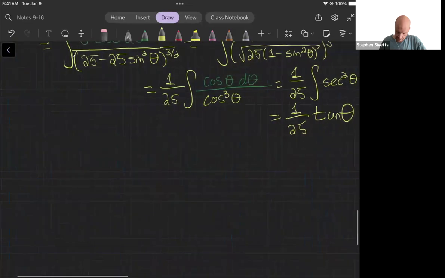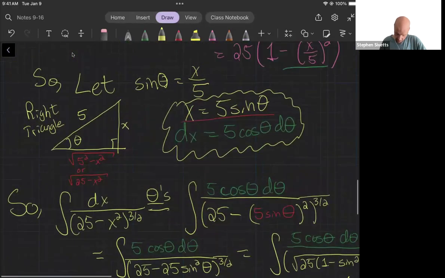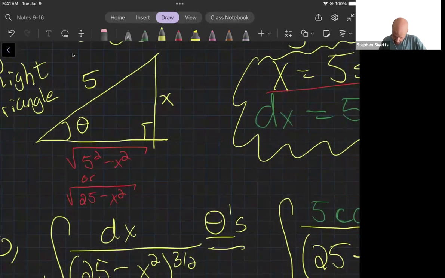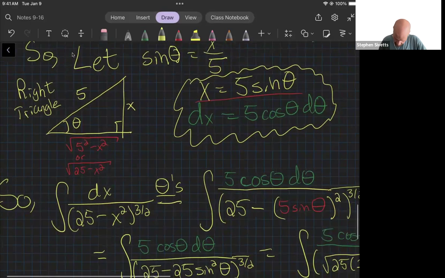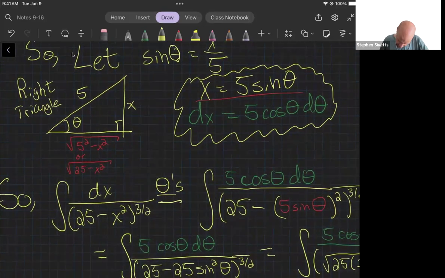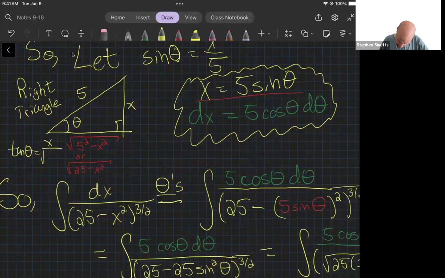So getting back into the x terms now, we have to look at a right triangle. Tangent of theta is equal to the opposite side over the adjacent side. So tangent of theta in this right triangle equals x divided by the square root of 25 minus x squared. Let me just write it over here so you can see it.